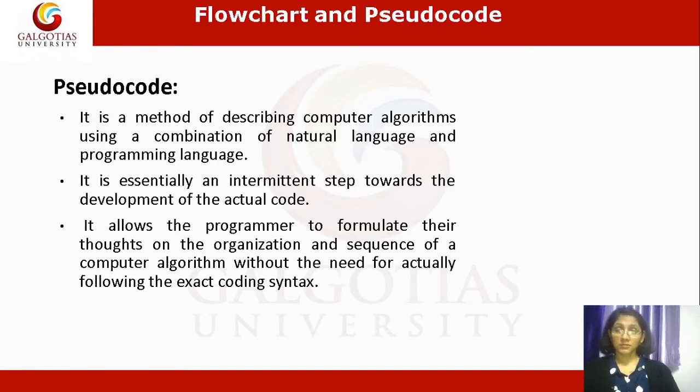Now, what is pseudocode? We already mentioned it in the previous class while discussing algorithm. Pseudocode is a combination of programming language as well as natural language, used as a method for writing an algorithm, and it is independent of any specific programming language. You can consider it an intermediate step towards program development. It allows the programmer to formulate their thoughts on the organization or sequence of computer algorithms without actually following the syntax.